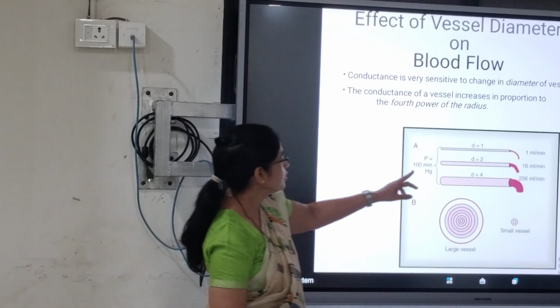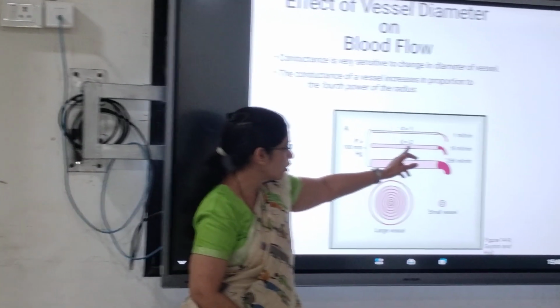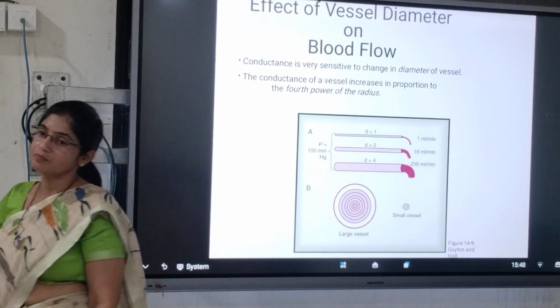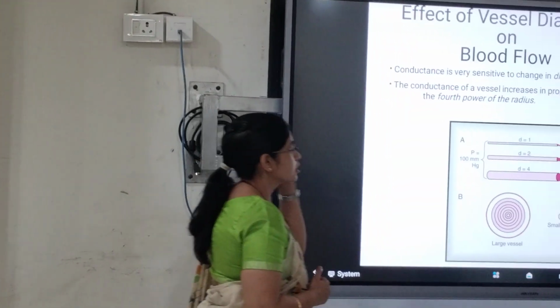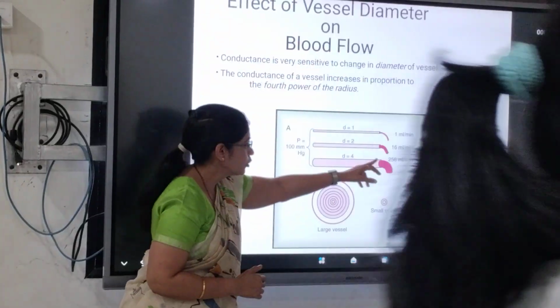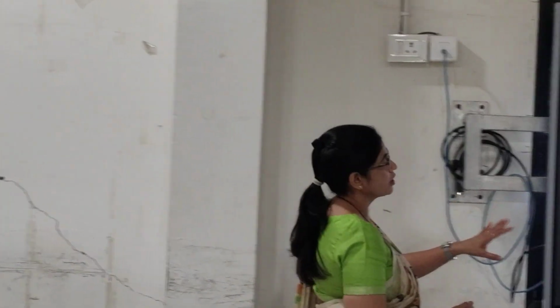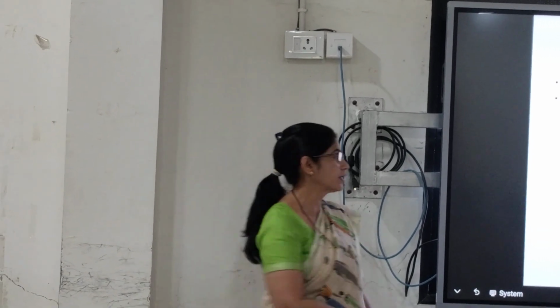Here you can see the diameter is, suppose, 1, and suddenly the diameter becomes 2. Then the blood flow will increase 16 times, because it is the 4th power of the diameter. So suddenly the blood flow increases. Suppose the diameter is 4, then the flow is 256 ml per minute. So that much blood flow will increase. Diameter plays a very, very important role in peripheral resistance and the maintenance of blood pressure.